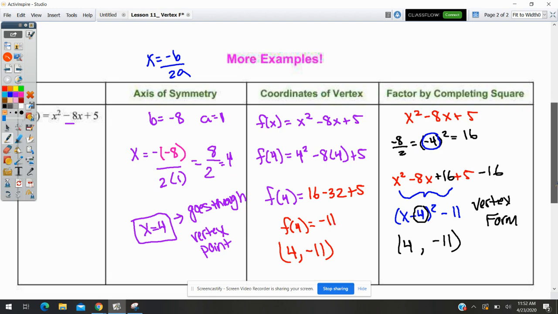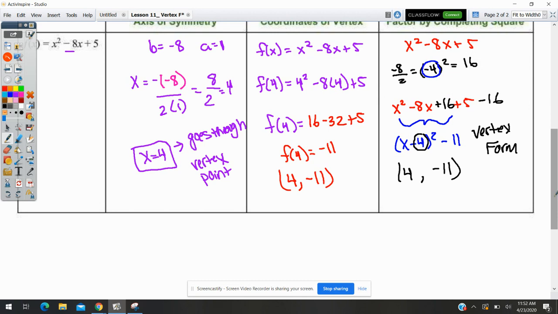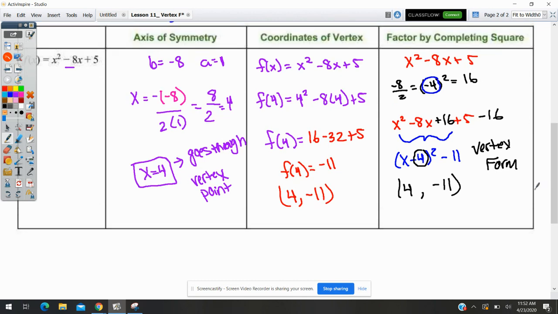You could also graph it in order to confirm. And this is it for today's lesson.